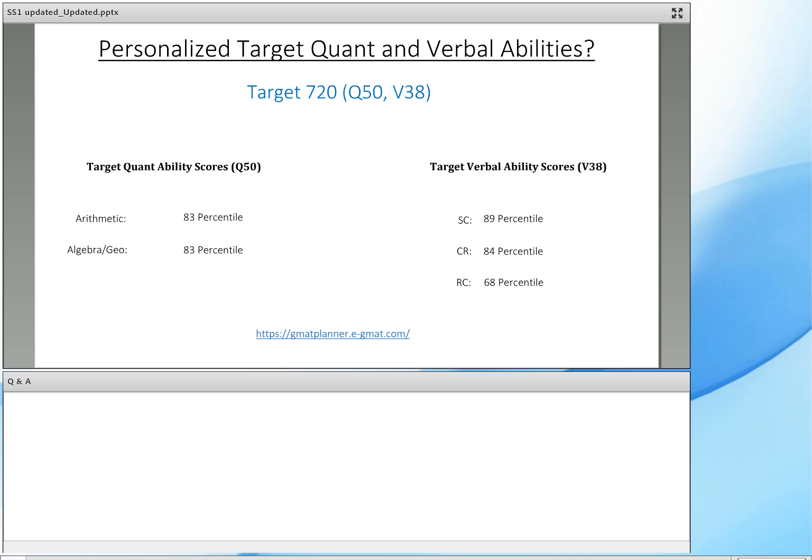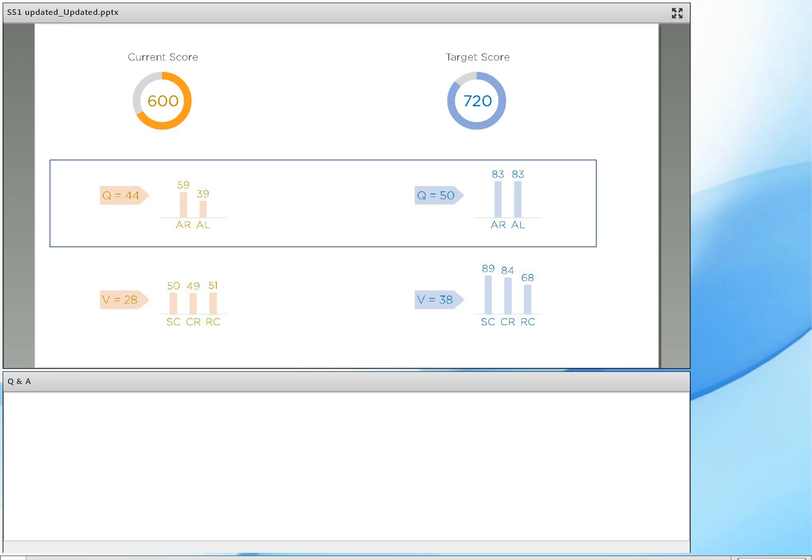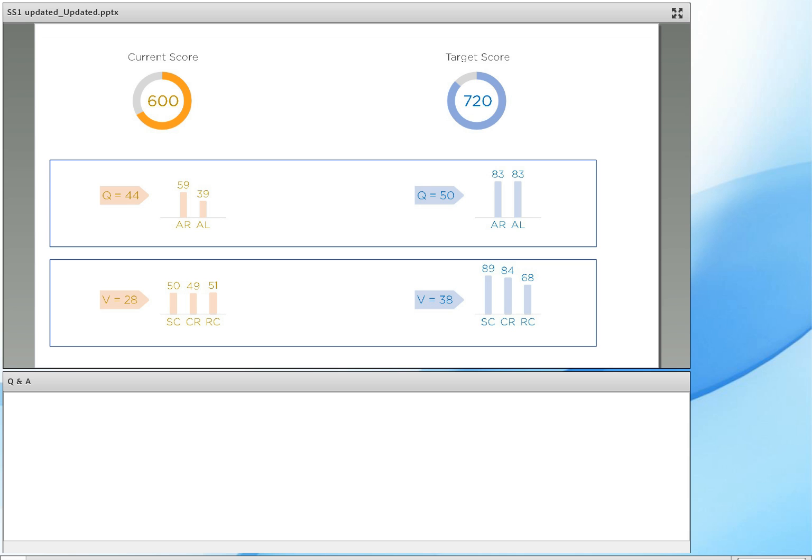So when you have those starting and ending abilities, then your GMAT preparation becomes something like this, where you are going from a starting ability of 59 percentile in arithmetic to an 83rd percentile in arithmetic, and a 39 percentile in algebra to an 83rd percentile in algebra. And correspondingly on the verbal side, you have those starting and ending abilities as well.